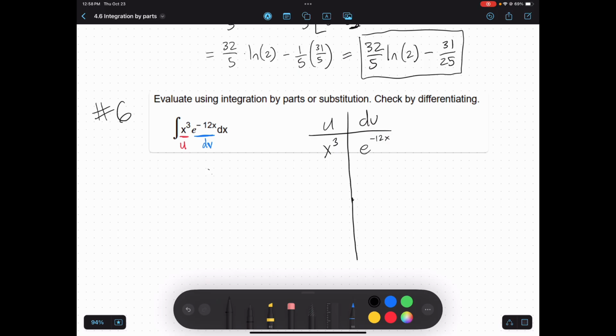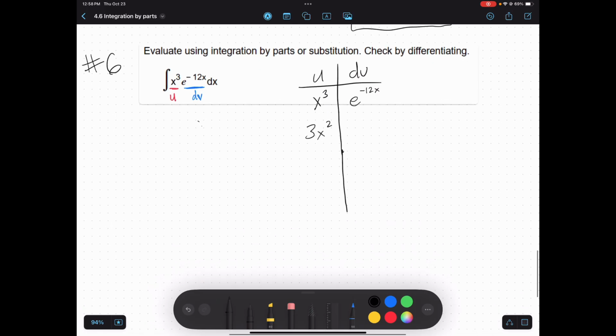Let's start with x cubed. When I take the derivative of that, I get 3x squared. Once again, I'm going to keep going until I get all the way down to 0. So next I get 6x. My next derivative, I get 6. And then last, I finally get 0. So with each of these, I'm just taking the derivative.